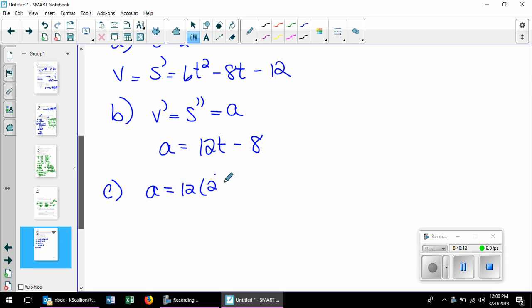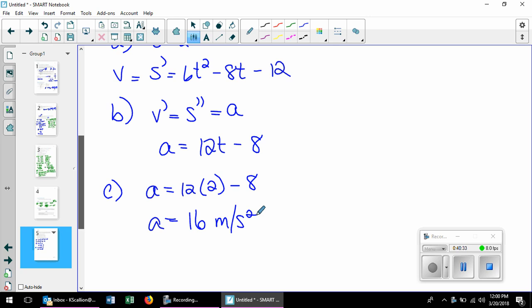12 times 2 minus t is equal to 16 left. I'm nervous. That one there.